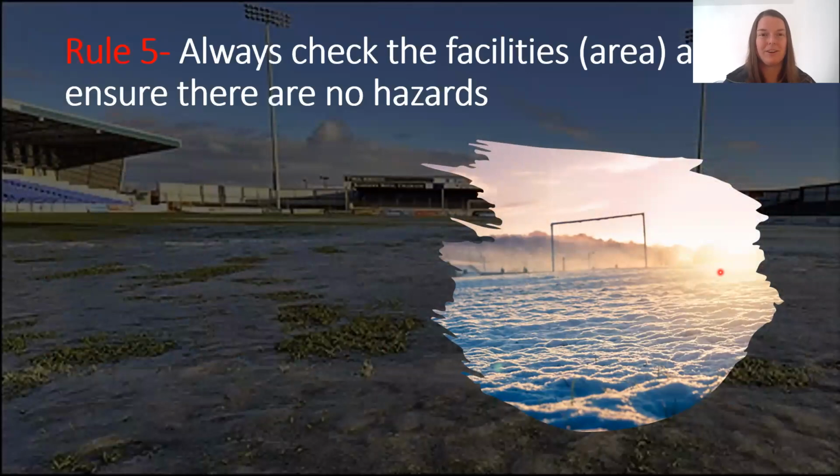So rule 5, nice and simple, check the facilities or the area. Now, I know some of you would be quite happy playing out in the snow, but that doesn't mean it's safe to do so. A frozen pitch or a waterlogged pitch is not safe. Always check the facilities or the area to ensure there are no hazards. Now, we've got outside examples here, but if you're playing inside in the example of volleyball or futsal or inside netball, something you must ensure is that there are no spillages from drinks, etc. on the court. There are no bags around the outside.